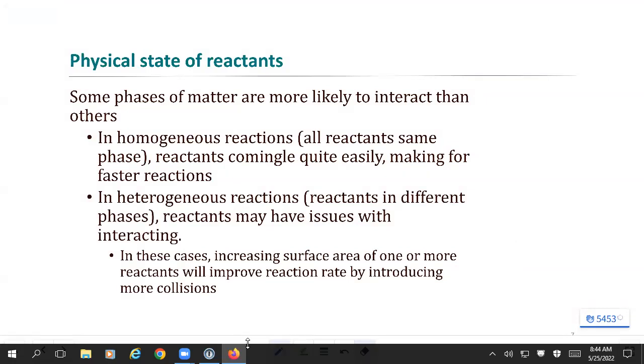All right, another factor here is the physical state of reactants. Now, we're going to introduce some more terminology here. The overarching idea, though, is relatively simple. Some phases of matter are more likely to interact than others. And it's all about the mobility of the phase. Gas phase reactions are the most easy to react because those molecules are all in constant random motion. They completely fill up the space that they're in.